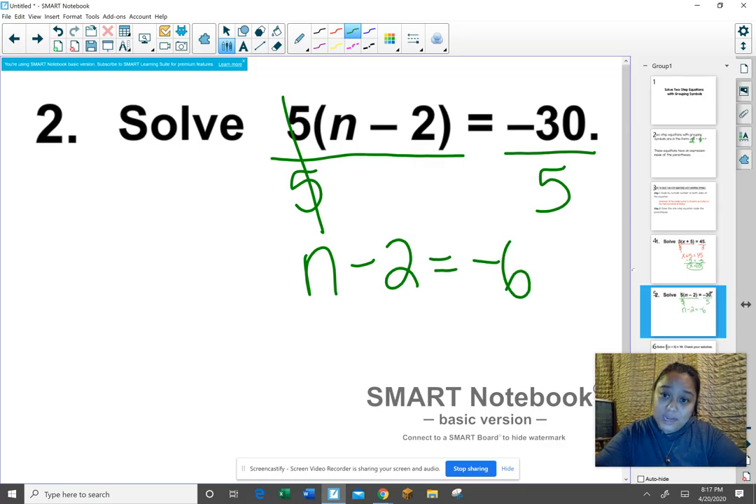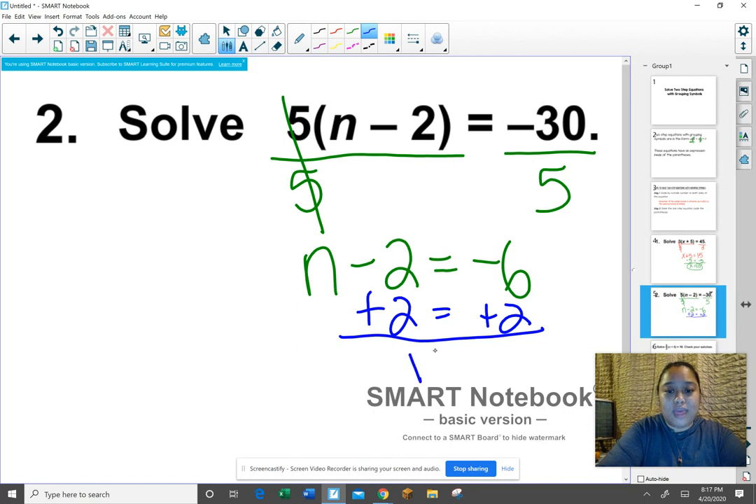Now remember, it's negative 6 because I'm dividing two different signs. One was negative, one was positive. Now I'm going to solve this, n minus 2 equals negative 6. So the opposite of minus 2 is plus 2. And so now I'm left with n equaling negative 4.